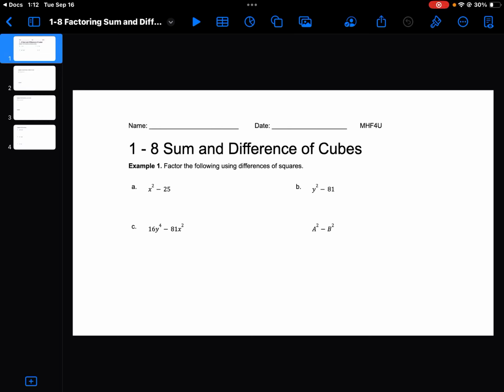This video goes through how to factor sum and difference of cubes. You do need to remember the formula. The video shows where the formula comes from. I only need you to be able to apply it.